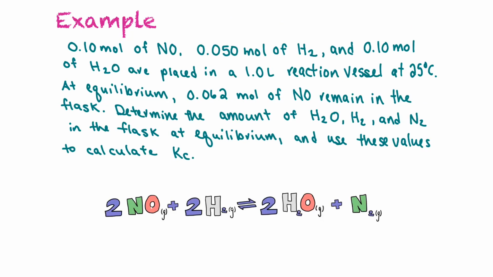So in this example, 0.1 moles of nitrogen monoxide, 0.050 moles of hydrogen, and 0.10 moles of water are placed in a 1 liter reaction vessel at 25 degrees Celsius. Once again, we're using a 1 liter reaction vessel, so it's easier to calculate the concentrations. It's just 0.1 moles per liter and so on. At equilibrium, 0.062 moles of nitrogen monoxide remain in the flask. Determine the amount of water, hydrogen, and nitrogen in the flask at equilibrium, and then use these values to calculate Kc.